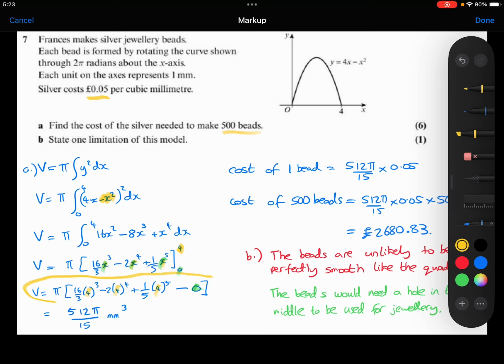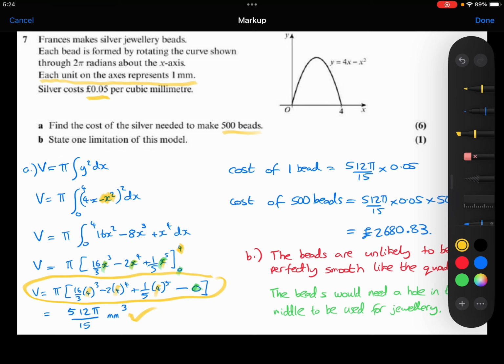Working out all of this gives me the volume of one of these beads as 512 pi over 15 millimetres cubed. I know it's in millimetres cubed because we were told that each unit on the axis represents 1 millimetre. So the volume of one bead is 512 pi over 15.